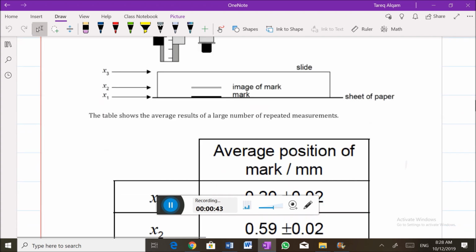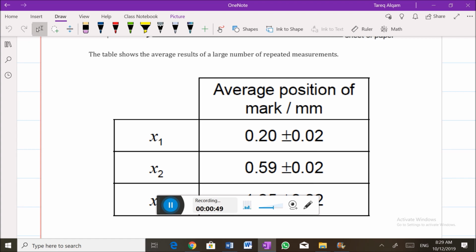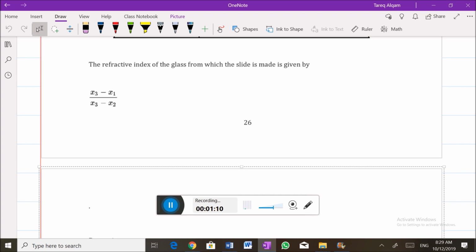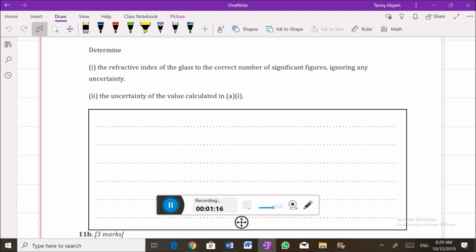Like this. No matter the way that he did this experiment, because we are not concerned about carrying out the experiment. We are focusing only on presenting data, finding uncertainty, these things only. We are given this table x1, x2, x3. We are given the formula also that he used, x3 minus x1 over x3 minus x2. Determine the refractive index of the glass to the correct number of significant figures, ignoring any uncertainty. Right? Any uncertainty.